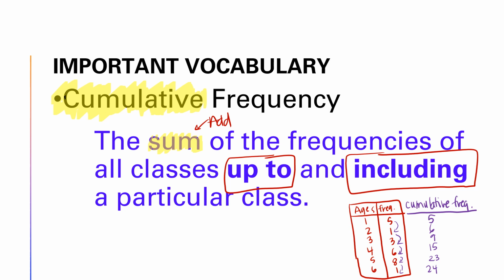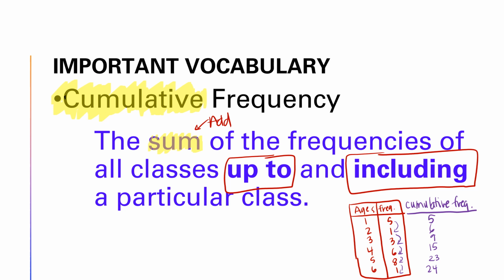So for the cumulative frequency, all you're doing is adding up the frequencies of that class plus all the previous classes. This class, the 3-year-olds, plus the 2-year-olds plus the 1-year-olds. If you're doing the cumulative frequency of the 5-year-olds, it's going to be the 5-year-olds plus the 4-year-olds plus the 3-year-olds plus the 2-year-olds plus the 1-year-olds.